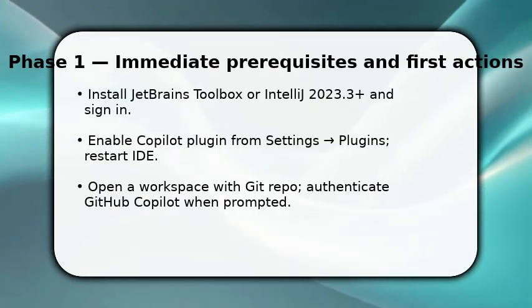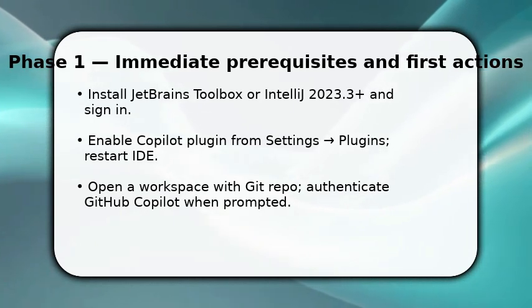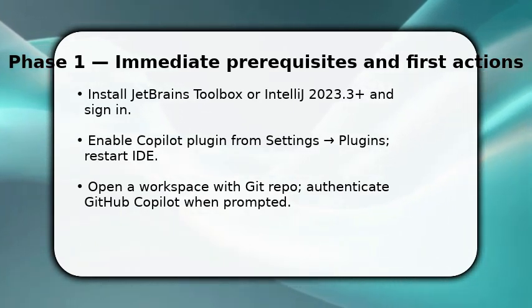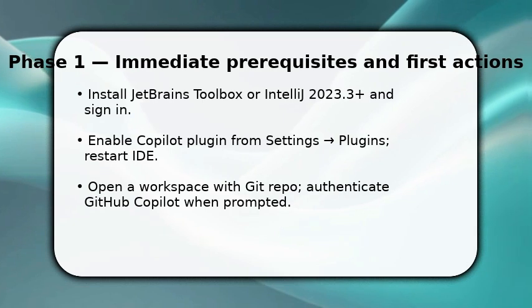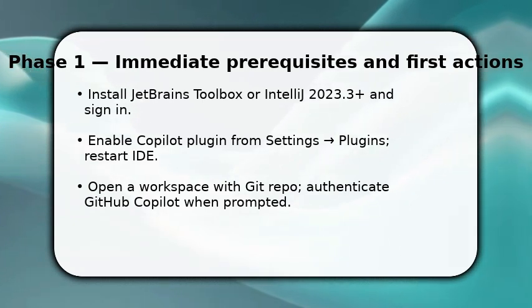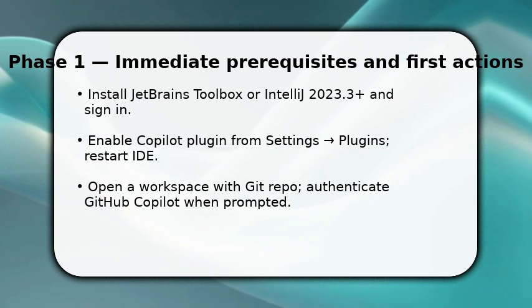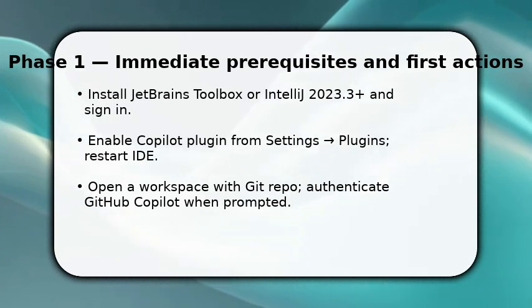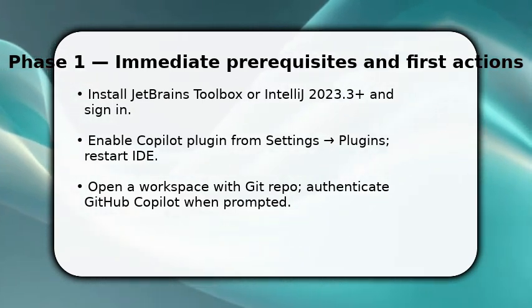You already have the essentials: IntelliJ and a Git repo. Now get Copilot running. Open plugins, search Copilot, install and restart. Do it now. Once done, authenticate with GitHub. Grant permissions so suggestions can access your code context.